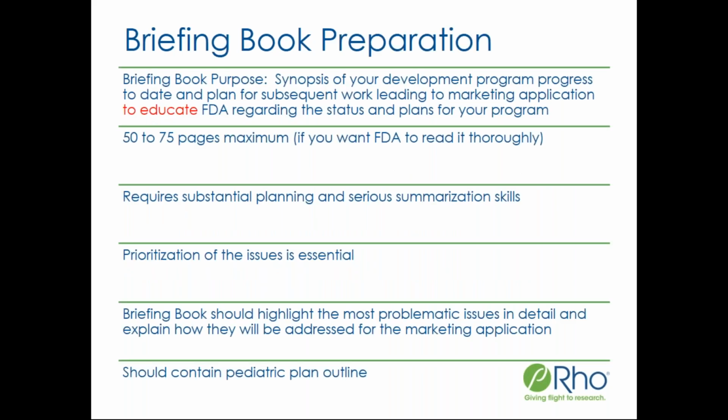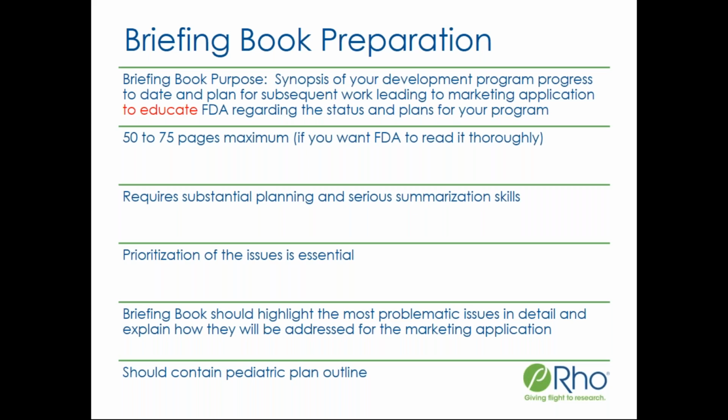So the next 2 slides, we'll talk about the briefing book preparation and the question development, and these go hand in hand, and it's a very iterative process. So very briefly, the meeting package or briefing book, the purpose of this is to fully inform and educate FDA regarding your development program, the status of the program, the data that you have available to inform and enable your phase 3 program, and what your plans are and the justification for your phase 3 program.